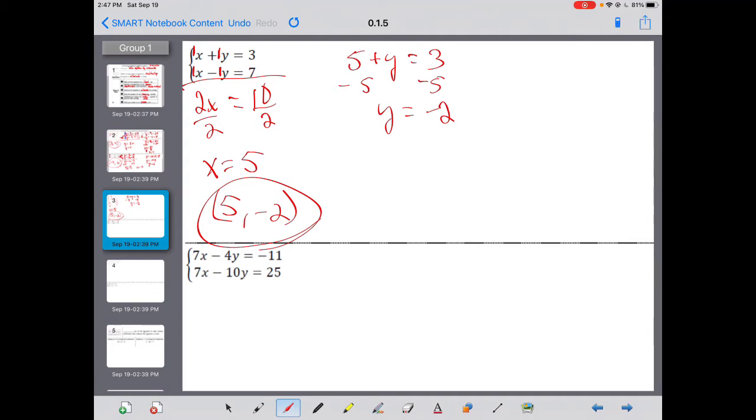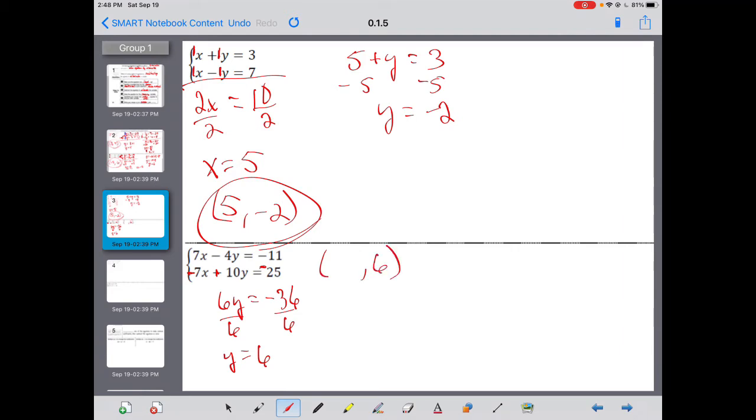Looking at the next ones, the x's are good, the y's don't match up. So I'm going to change the signs of all of one of the equations so that they eliminate. So if I multiply that whole equation by a negative 1, I change the sign here, I change the sign there, I change the sign there. So I got 7x minus 7x is 0. Negative 4y and 10y is 6y equals negative 11 and negative 25 is negative 36. Then I just divide. y equals 6.